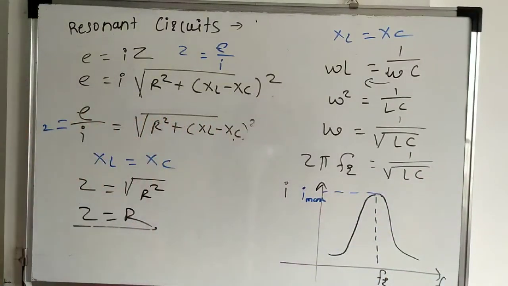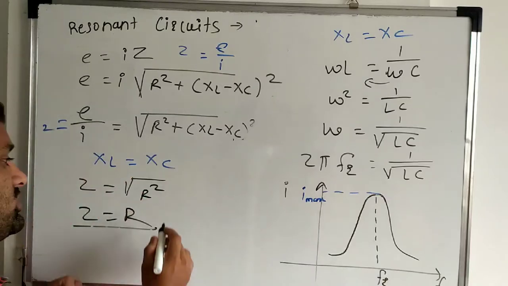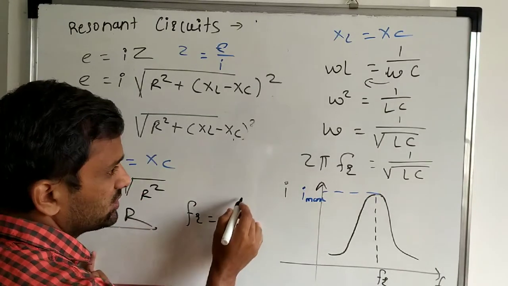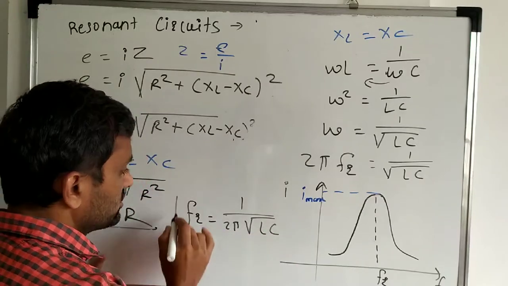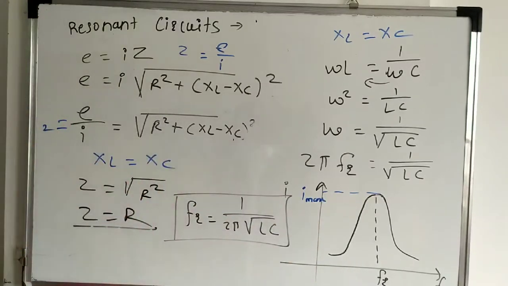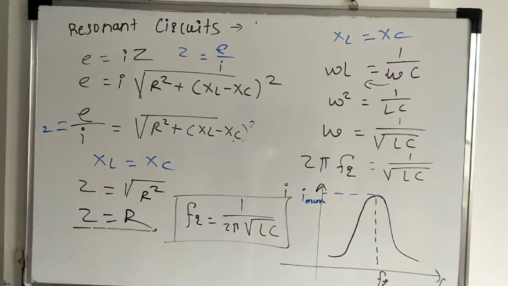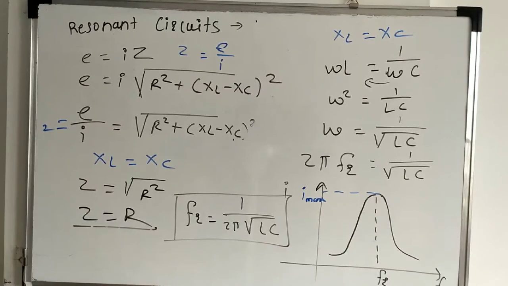So how can we write the equation for the resonant frequency? Resonant frequency becomes Fr is equal to 1 by 2 pi square root of LC. This is the particular frequency. That frequency is called the resonant frequency, where the impedance of the circuit becomes minimum. It means that the current flowing through the circuit becomes maximum.